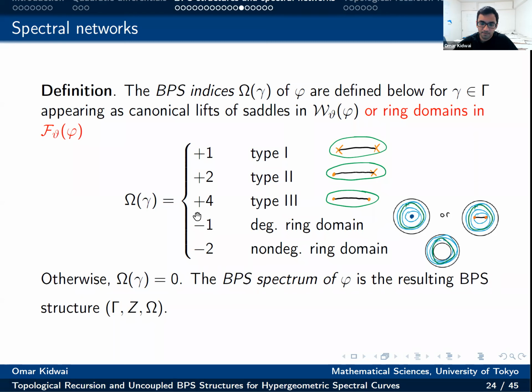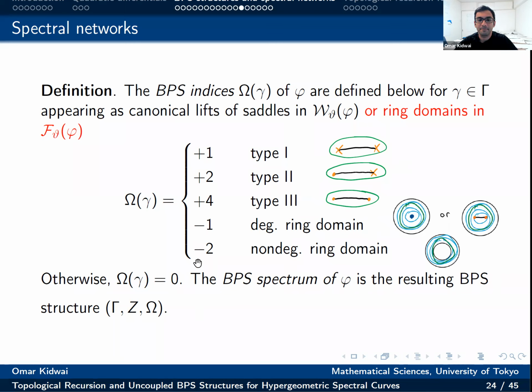Okay, so +1 and -2 here are well known from Gaiotto-Moore-Neitzke and also from Bridgeland-Smith. But we introduced +2, +4, and -1, generalizing this stuff, because these degenerations appear in our examples and they hadn't really been considered before. So a terminology: the BPS spectrum is the corresponding BPS structure constructed out of this data.